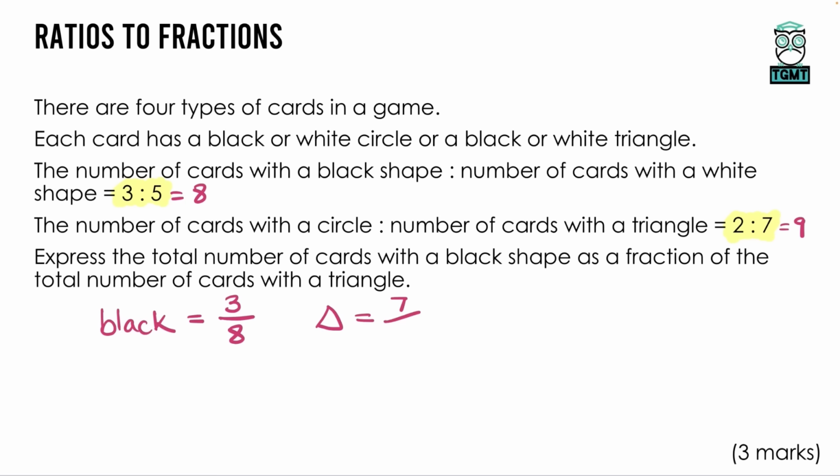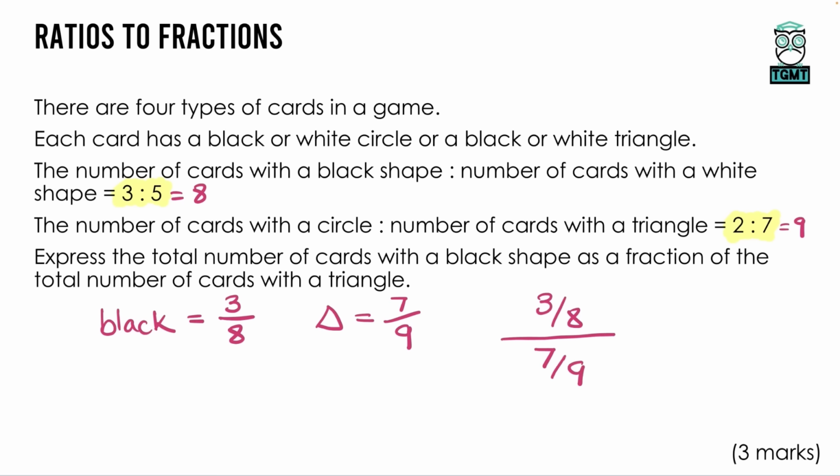Now, it's a little bit strange because we are dealing with fractions, and it wants us to express the total as a fraction. So the total number of cards with a black shape is 3 out of 8. And if we express that as a fraction out of the total number of cards with the triangle, which is 7 out of 9, we kind of break a rule here. We have fractions within fractions.